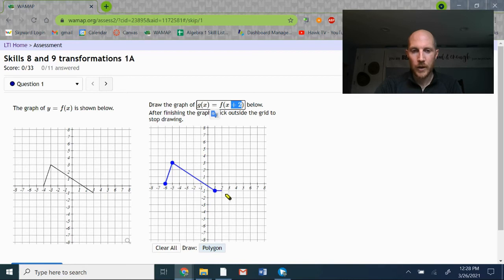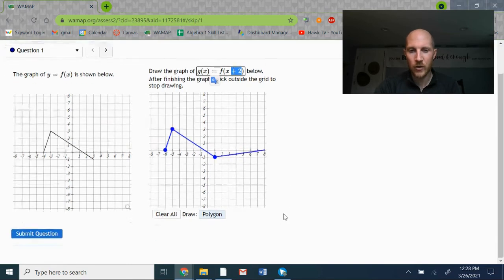Click. All right. And so the graph has this tail that follows my mouse around. It doesn't affect anything. I can see it, but it doesn't affect my answer at all. So I can leave that there and just hit submit. It doesn't matter what that point is doing.